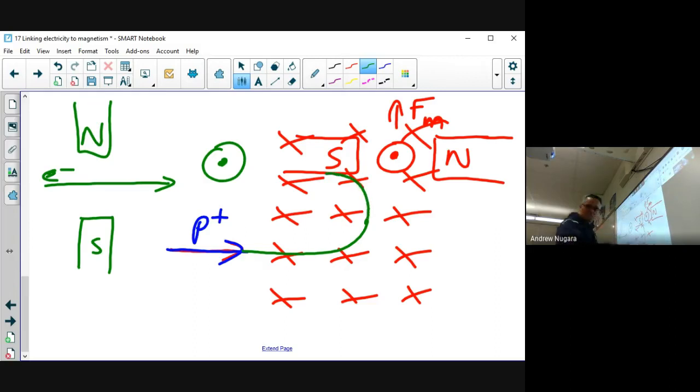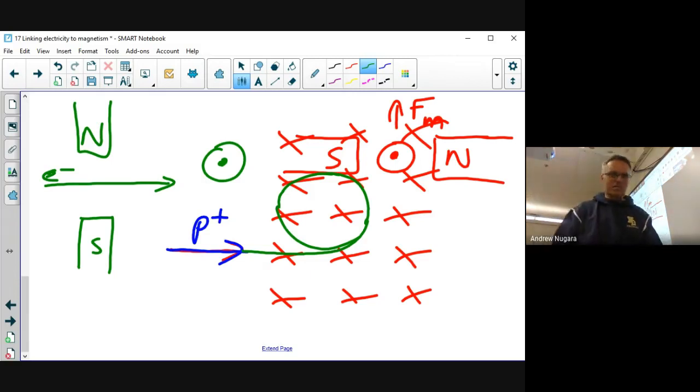Now what's happening here? At this point, it's moving to the left, so your thumb needs to point to the left. Your fingers are still pointing into the board. Which way is your palm facing? Down. So it's going to go down. And then when it gets to here, what happens that time? It's going down, fingers into the board. It's going to be deflected to the right. So as you can see, it ends up moving in a circular path, which has some applications in itself.